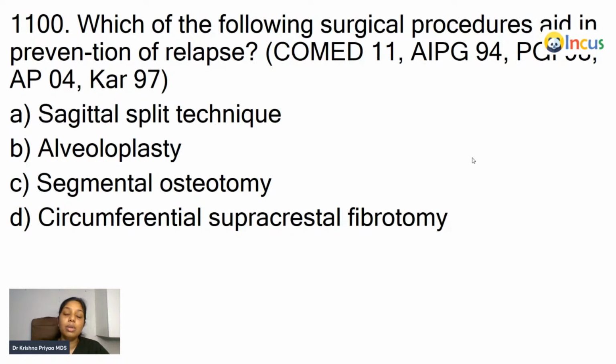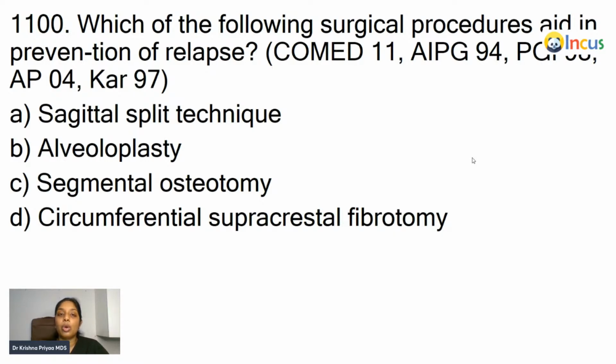Usually in retention and relapse, surgical intervention is very minimal. As I mentioned earlier, there is the correction of the transseptal fibers, or fibrotomy, especially in rotation scenarios. That is a surgical involvement that usually takes place when it comes to retention or relapse. The options are sagittal split technique, alveoloplasty, segmental osteotomy, circumferential supracrestal fibrotomy. So the last option would be there to correct the rotation.